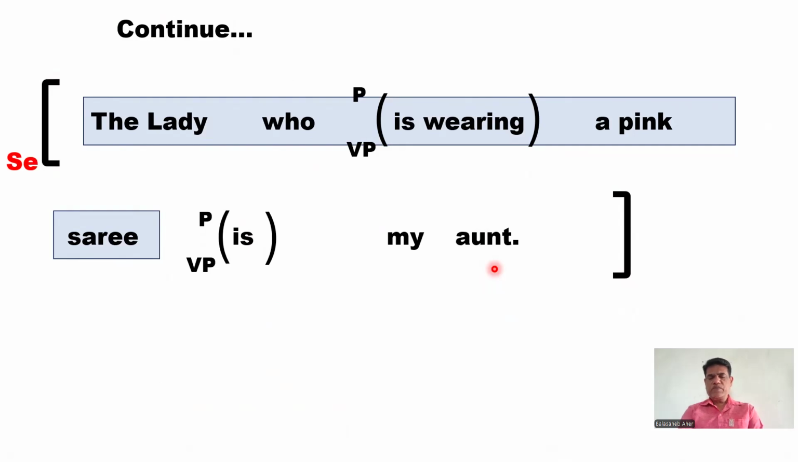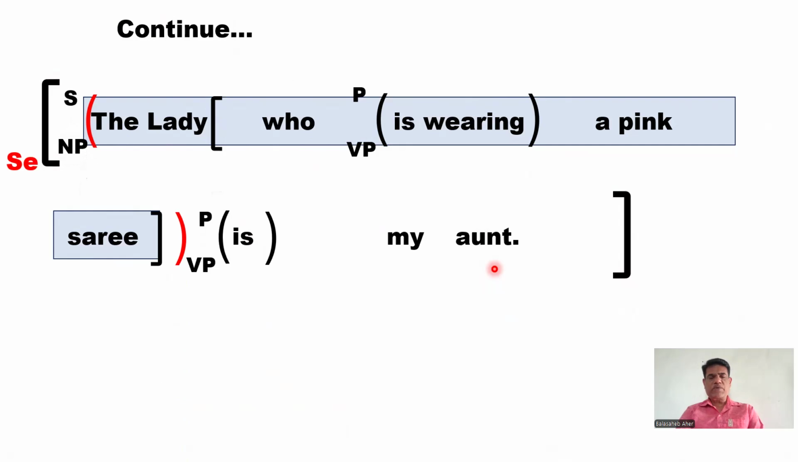So let us put a round bracket around it. It will start from the lady and it will end at the sari. So this is a noun phrase. Let us give form and function label to this phrase first. It's an NP acting as a subject. Now from who we will have a square bracket up to the sari, and this is an RCL.